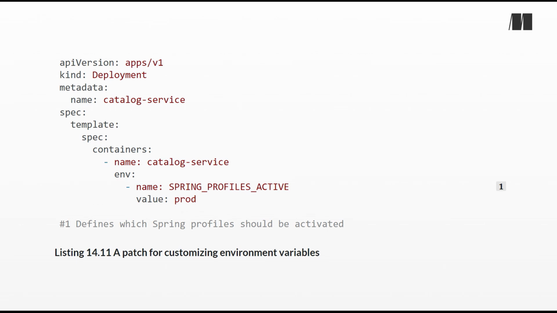To customize environment variables, create a patch-env.yml file within the staging overlay for catalog service, kubernetes/applications/catalog-service/staging. We need to specify some contextual information so Kustomize can figure out where to apply the patch and how to merge the changes. When the patch is for customizing a container, Kustomize requires us to specify the kind and name of the Kubernetes resource, that is, Deployment, and the name of the container. This customization option is called a strategic merge patch. Listing 14.11, a patch for customizing environment variables.